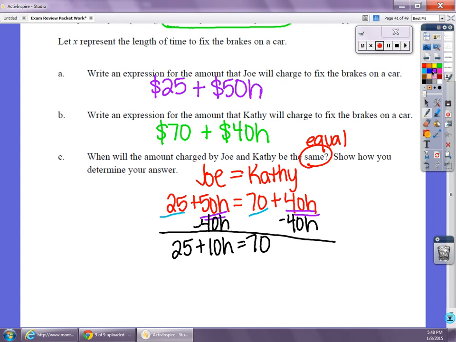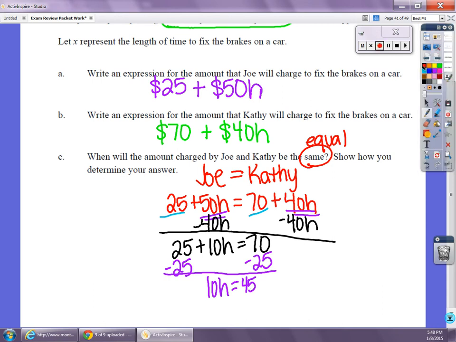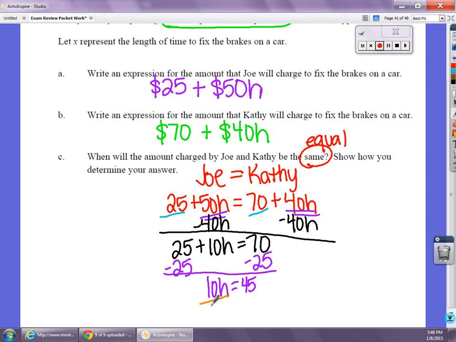Let's deal with our constants, or our numbers. I'm going to subtract 25 from both sides. Why 25? Well, I'm trying to get the numbers to the other side, and since 70 is over there by itself, we're going to allow 25 to join it. So I use the subtraction property of equality there. We're left with 10H equals, what is that going to give us? 70 minus 25, that's going to be 45. And my final step is to divide both sides by 10. And I am going to end up with H is equal to 4.5.